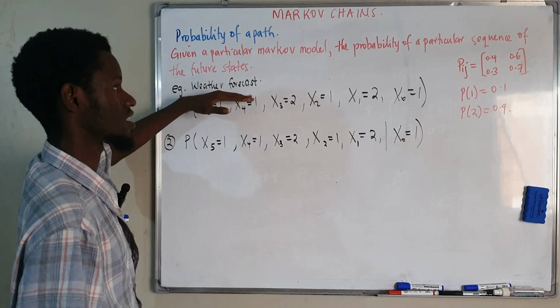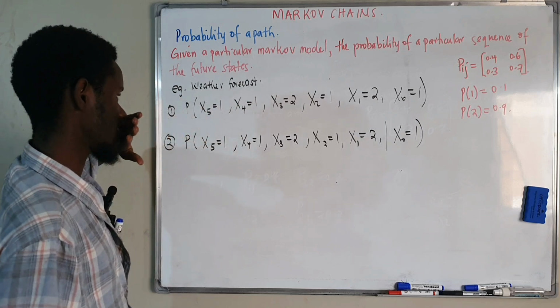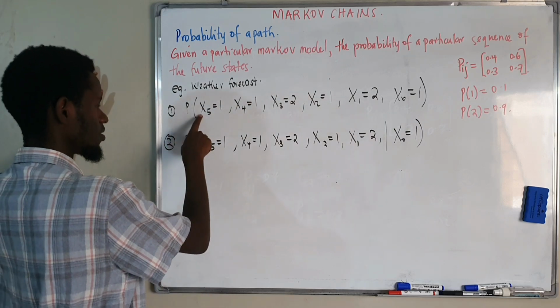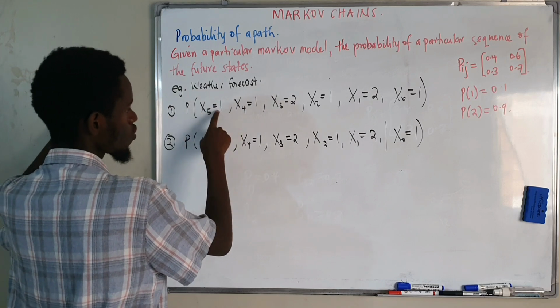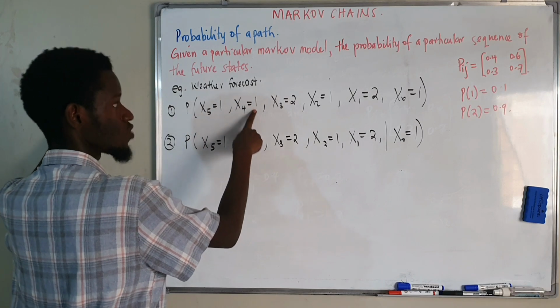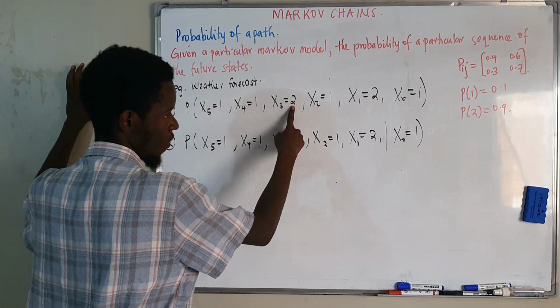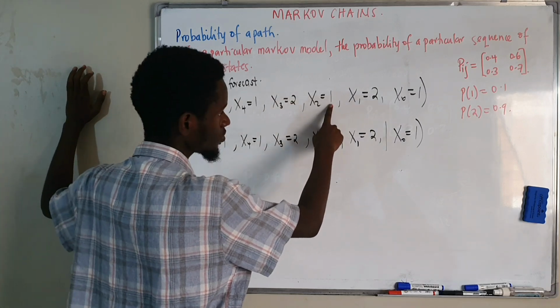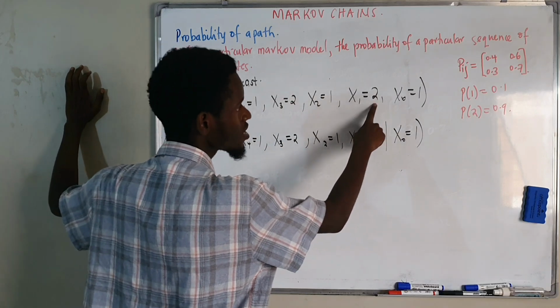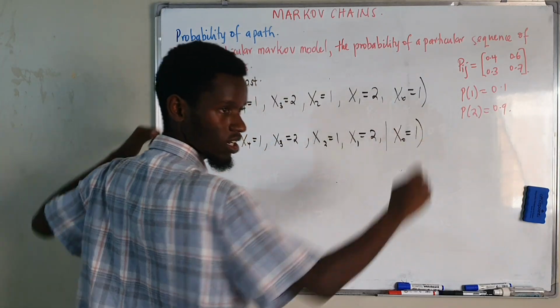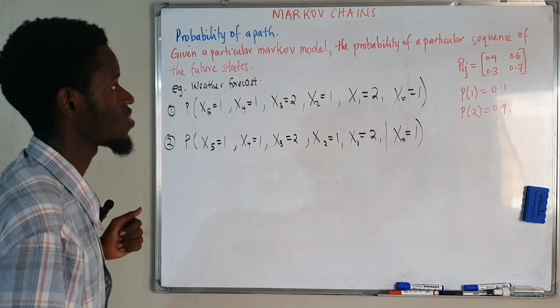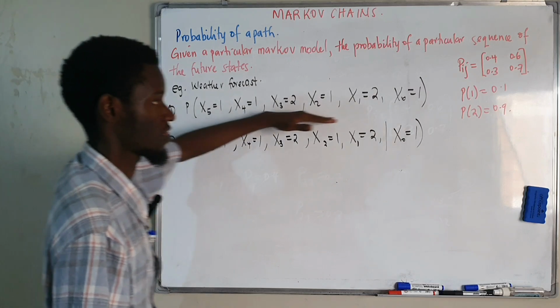Let's talk about forecasting. Here, we want to know the probability that on the 50th day it's going to rain, given that it rains on the fourth day, it does not rain on the third day, it rains on the second day, it rains on the first day, and then it rains on the next day. Okay, we're given a path to follow. How do we find the probability of a given path?